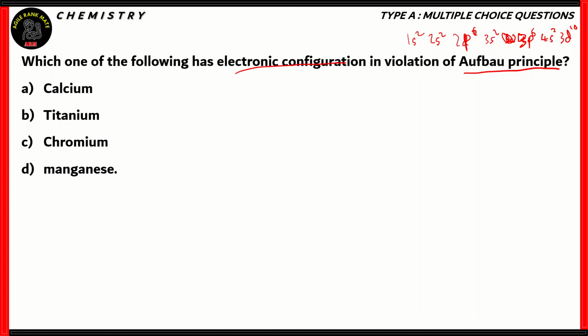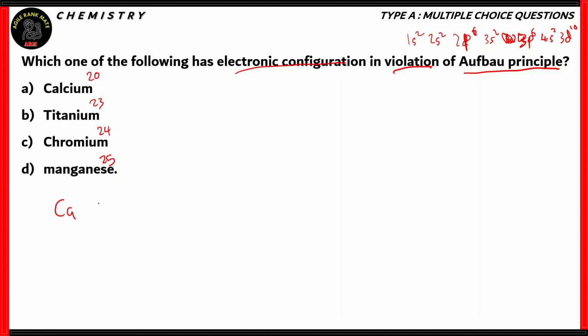However, one of these 4 atoms has an electronic configuration which violates this principle. So we need to find out which one of these it is. Now let's look at each of the elements. Calcium has atomic number 20, titanium has atomic number 23, manganese has atomic number 25, and chromium has atomic number 24. Now let's write down their electronic configuration.